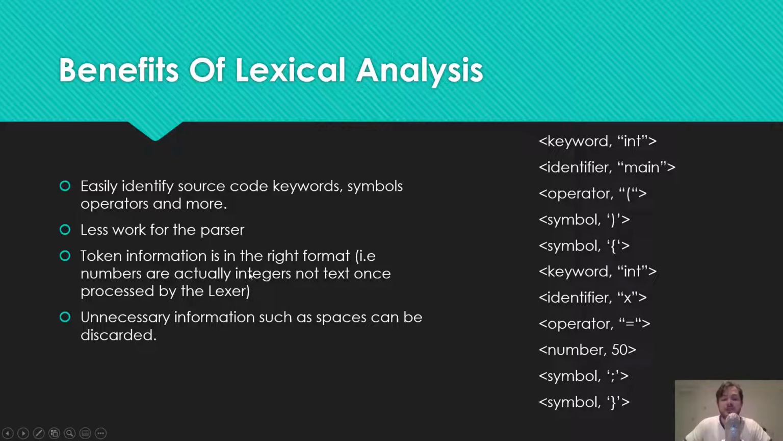Token information is in the right format. For example, if we come across a number, say 50, we know that in the source file that's a string. It's an ASCII 5 and an ASCII 0. We take that and convert it into an actual number stored in memory. So this is actually stored as an integer once it's gone through lexical analysis. That means the parser doesn't have to worry about converting this into a number because we already do it during lexical analysis time. Another important thing: unnecessary information, such as spaces and tabs, can be discarded, so there's less work for the parser to deal with.